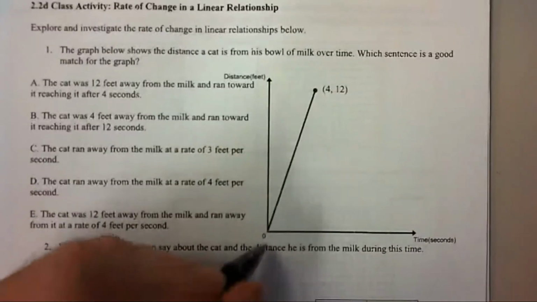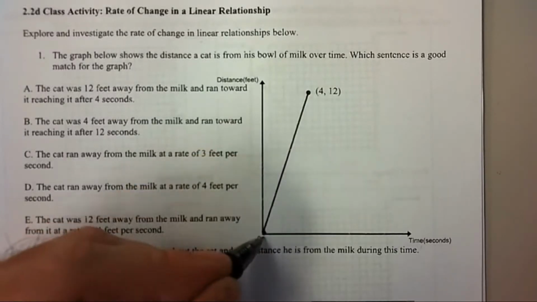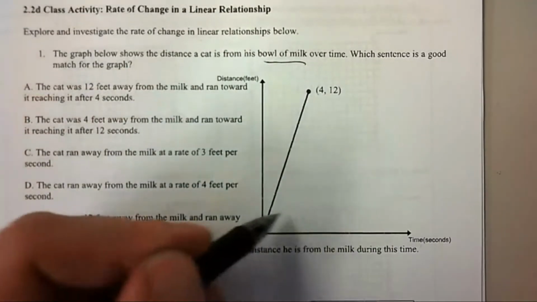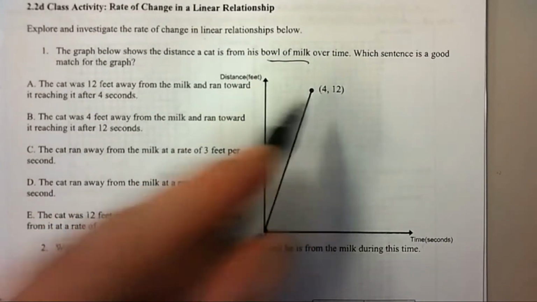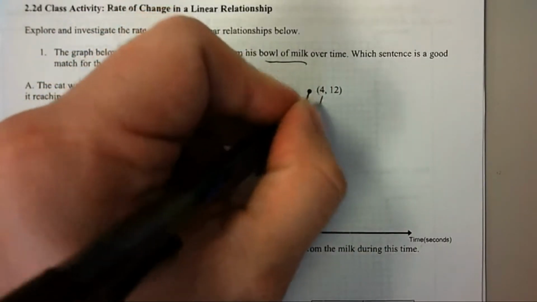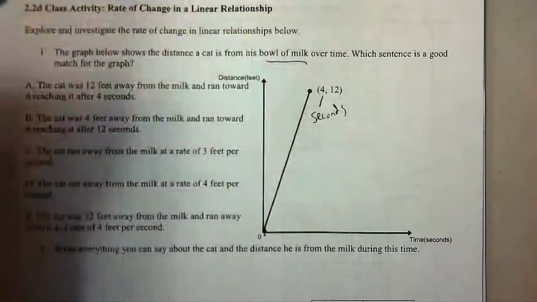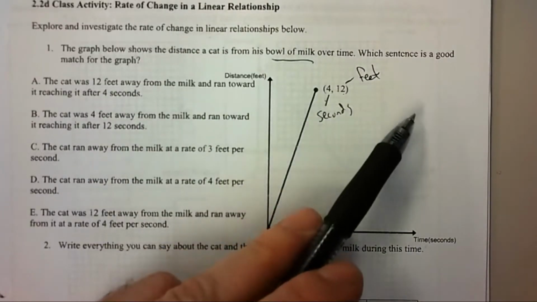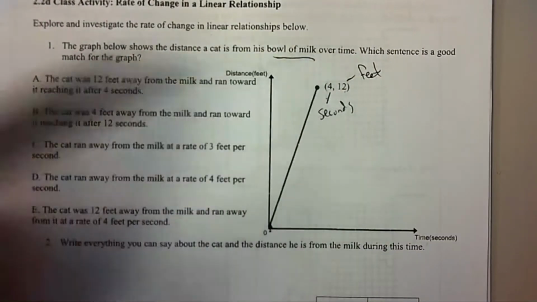So I see at 0, it's important, at 0 time, you look here, he's 0 distance from his bowl of milk. But as the time goes on, you'll notice that the distance starts to grow and grow and grow, till eventually he's at 4, which represents seconds, and then 12, which represents feet. So at 4 seconds, he's now 12 feet away from his bowl. So he started at his bowl, and then he moved away. So at 4 seconds, he's 12 feet away.